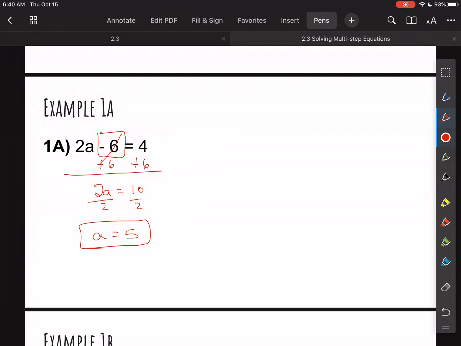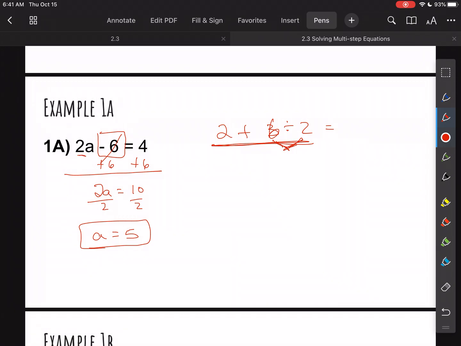But if you were not solving something with a variable, for instance, if you had 2 plus 6 divided by 2 equals something, with no variables here, then we're obviously going to follow our order of operations, and we're going to do our division first. Here we have variables. We're always trying to isolate that variable.